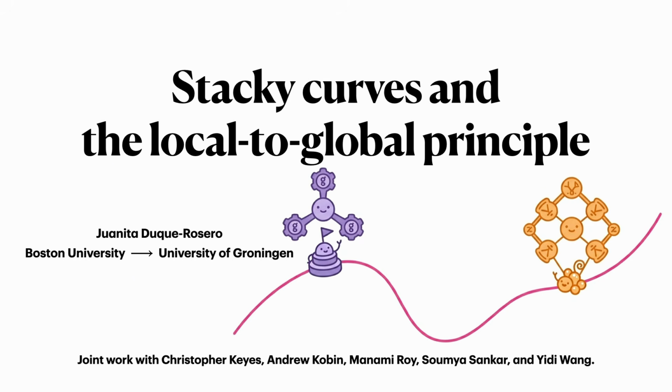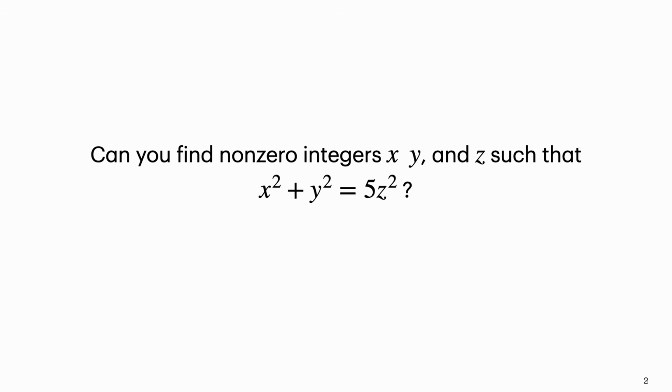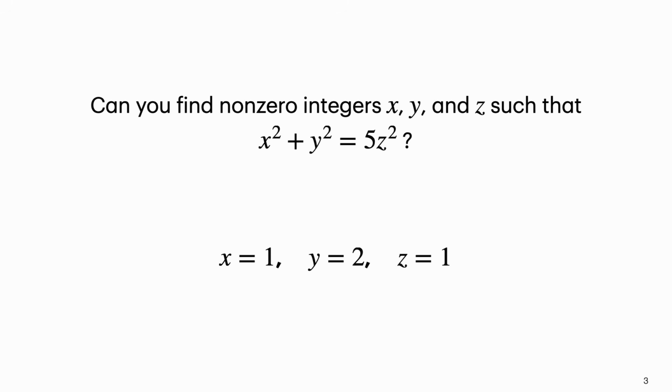But before we start with the theory of stacky curves, I just want to start with something that you looked at during this week if you were a student at the summer school, and it's quadratic forms. So let's see, what have you learned during this last week? I'm sure you all looked at this quadratic form. Can you find 3 non-zero integers such that this is true? 2, 1, 1. Great. Thank you. 1, 2, 1. Sorry. Yeah, 1, 2, 1.